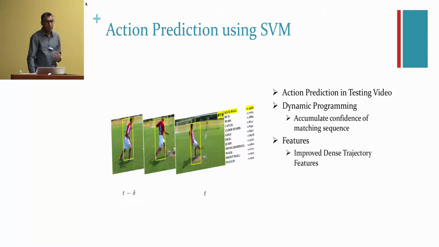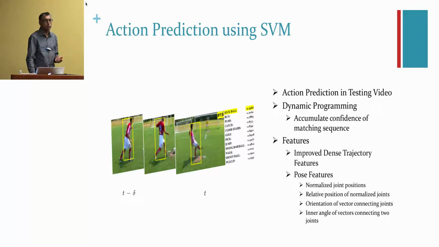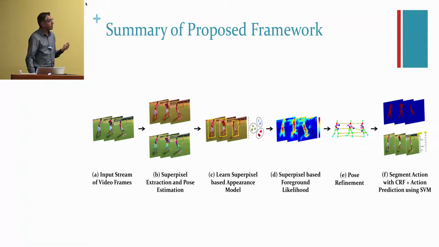For features, we use improved dense trajectory features, as well as pose features, which include the normalized joint locations, the relative joint locations, the angle between joints, and their orientations. Here's a summary of our proposed approach, which goes from an input stream of video frames towards predicting what the action is, as well as localizing them in each frame.